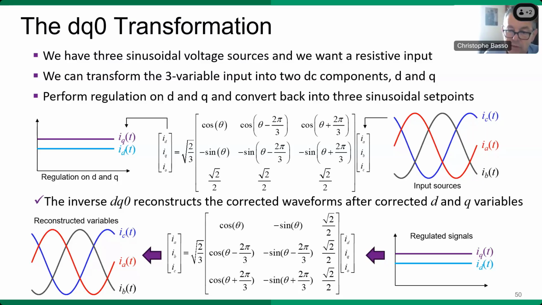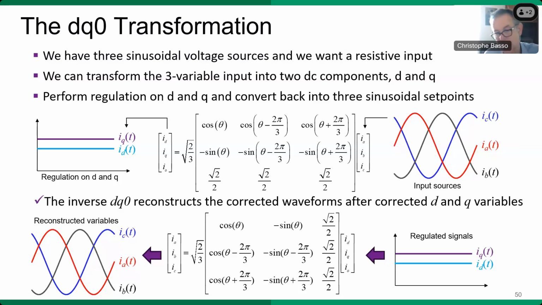One possibility is to transform the three variable input voltage into two DC components representative of the active power. This is what we call the D component, and the reactive power, which is the Q component. This is called the DQ0 transform. So D will be imposed for a given P out, while Q is kept to 0 or adjusted in some cases. The way to go from a three variable frame to a two DC component system is to use what we call the DQ0 transform, which is made of the Clarke and Park transformations.